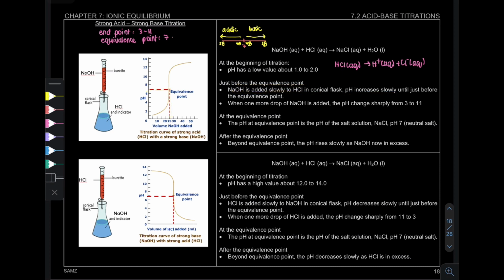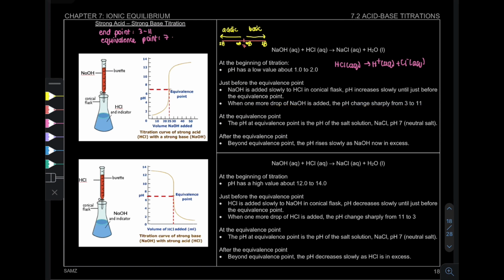So kenapa pH increases slowly? Sebab at the start pH dia low. Dia nak capai 7, mestilah dia kena pH increase. Takkanlah pH decrease. Kalau pH decrease, nanti pH kita jadi negative value kat bawah ni macam tu. Okay. And then, once we have reached equivalent point, when one more drop of NaOH is added, the pH will change sharply from 3 to 11.